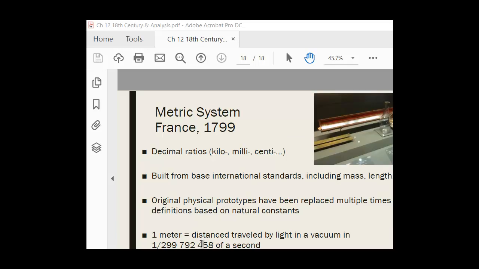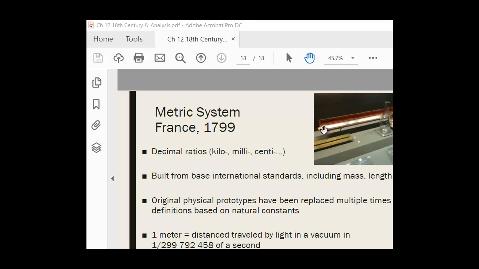They worked successfully. In 1799, France adopted their recommendations, at least in part, and we now know it as the metric system. The two big things were the fact that all ratios were decimal based, so not 1/3 and 1/5 and so on. Everything's a power of 10. And also that, as we mentioned, it was built from international standards, in particular, mass, length, and time.